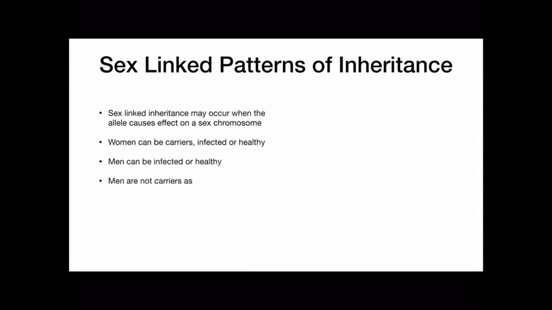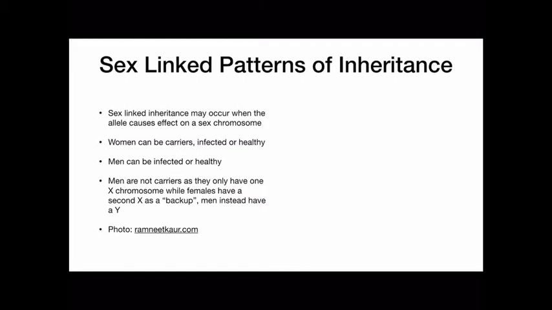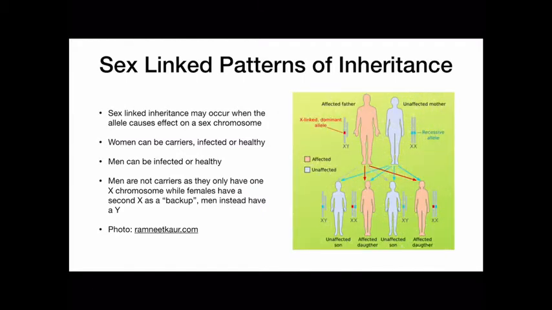Sex-linked patterns of inheritance. So, what are sex-linked patterns of inheritance? Well, sex-linked inheritance may occur when an allele causes an effect on a sex chromosome, either the X or the Y. Women can either be carriers, infected by it, or healthy, while men can only be infected or healthy, and they can't be carriers. Why, you may ask? Well, men cannot be carriers as they only have one X chromosome, while females have a second X as a backup. Men instead have a Y.